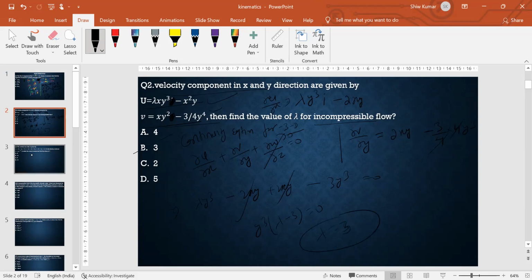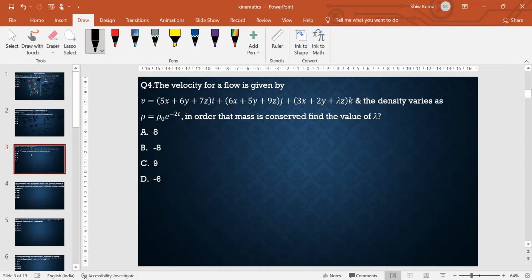Similarly, another question. Here, the velocity of a flow is given by v equal to this, and this is u, v, and w, the velocity along x, y, z direction. And the density is also varying with respect to t, and it is given as rho is equal to rho naught e raised to minus 2t. In order that mass is conserved, find the value of lambda.